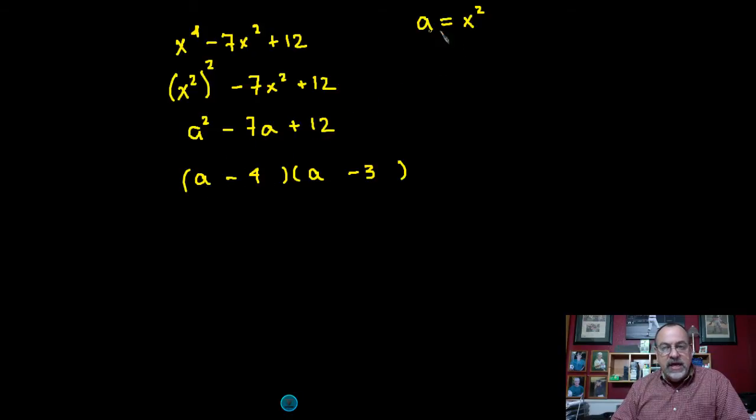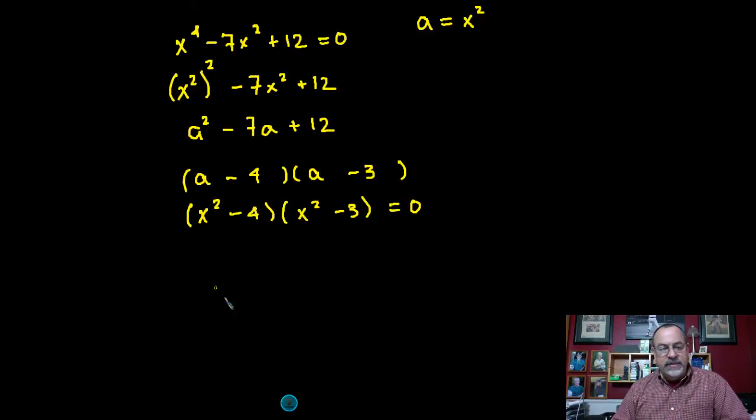Now I'm going to take a and put the x squared back in. So this ends up being x squared minus 4 times x squared minus 3. And so now I have this fourth degree polynomial factored using a quadratic model. Then, if this was equal to 0, if this was an equation, let's go ahead and do this. Now I can apply the zero product property to finish off and figure out what makes this 0.